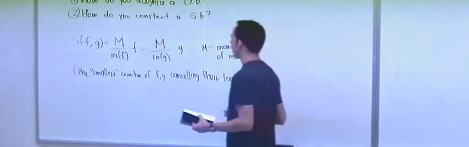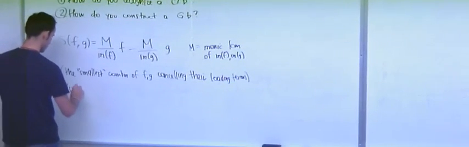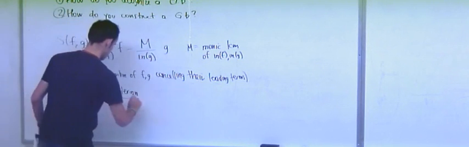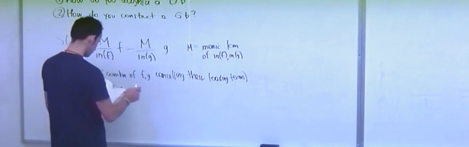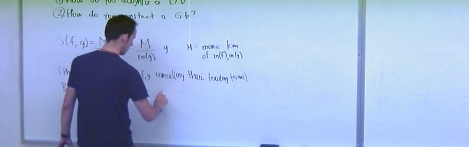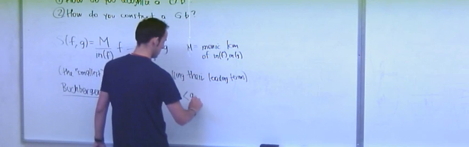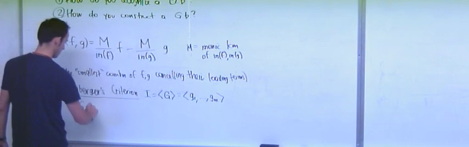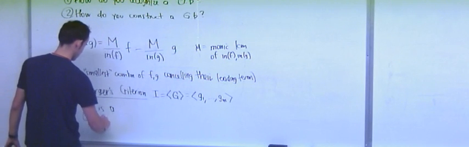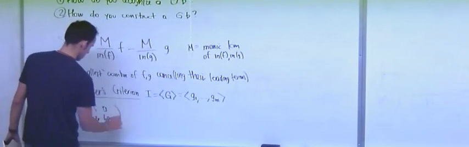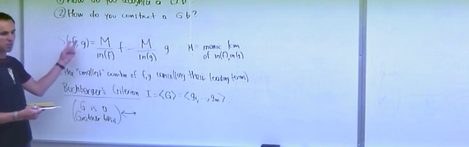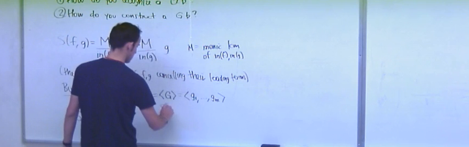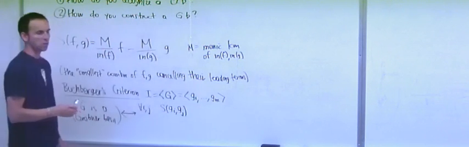So this is called Buchberger's criterion. Let's say that I is generated by G, which consists of the polynomials G1 up to Gm. Then you want to know whether G is a Groebner basis. And what this criterion tells you is that all you have to do is just check these pairwise polynomials S of Gi, Gj. So for each i and j, the polynomial S of Gi, Gj doesn't give you any new things.